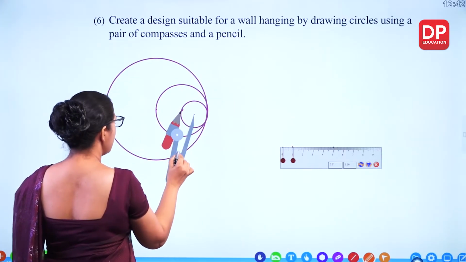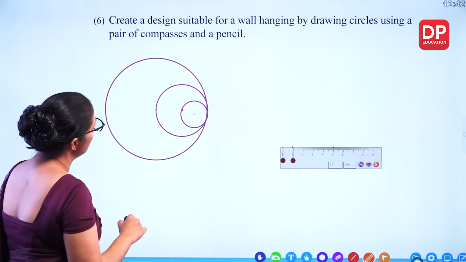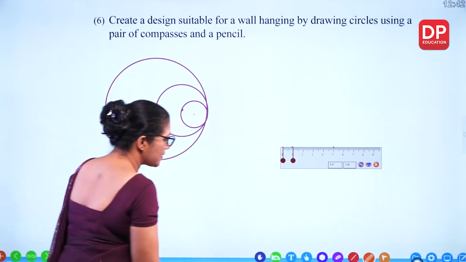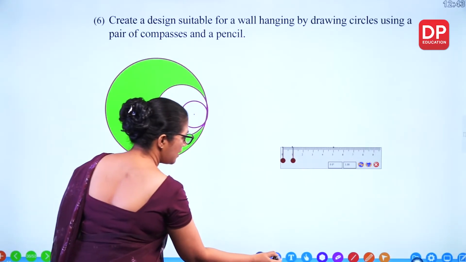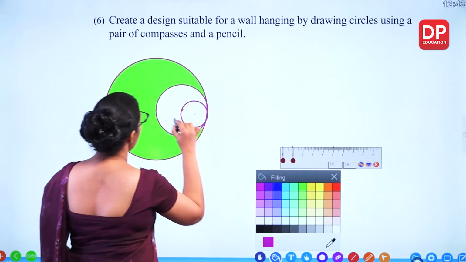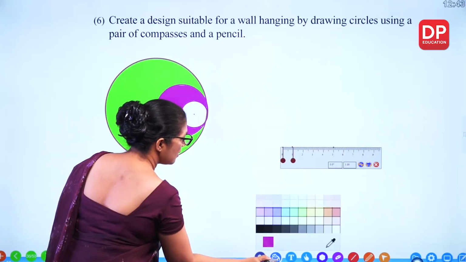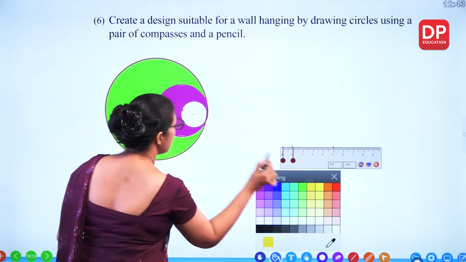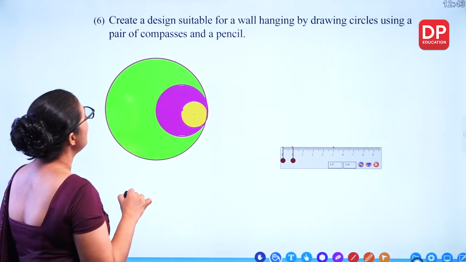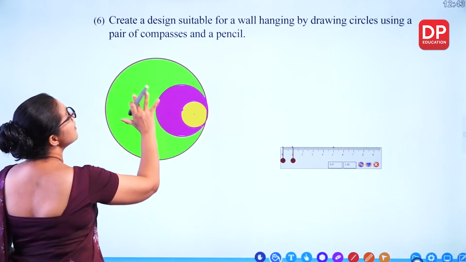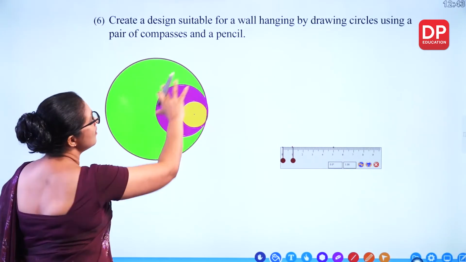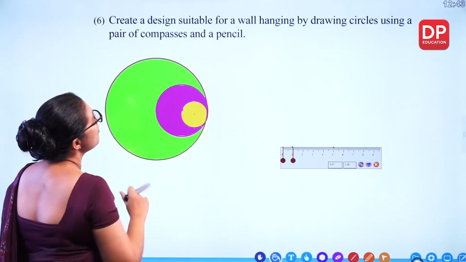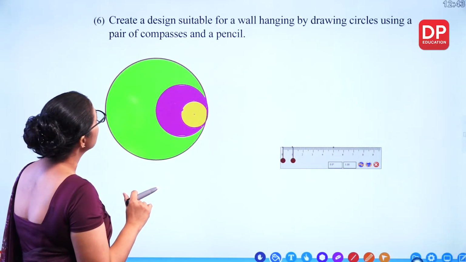So then you can color it. So I'll put different colors now. So I'll put green, pink, and yellow here. And now I can draw same figure all over the place and make a wall hanging.